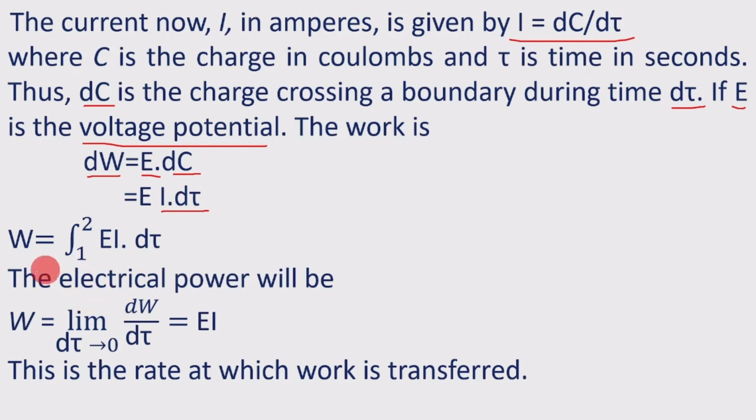This is the work done equation, and the electrical power is the rate at which the work is done. That is, W dot is equal to the limit as d tau tends to 0 of dW by d tau, which is E into I, so power equals E I. This is the electrical power, the rate at which work is transferred.